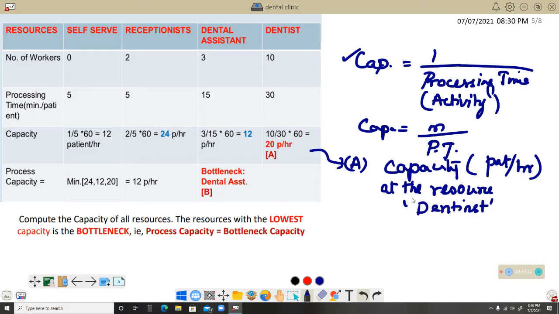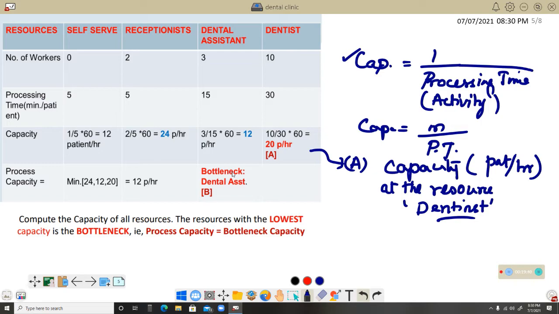Hope that is very clear with you. How did you calculate? Number of workers divided by the processing time. So 10 by 30 into 60 makes it 20 patients per hour. P stands for patients. So 20 patients per hour. That is the first answer: capacity in patients per hour of the resource dentist.